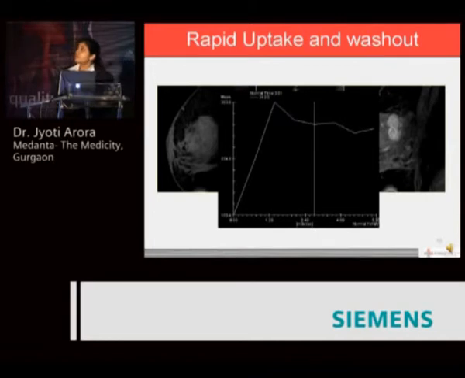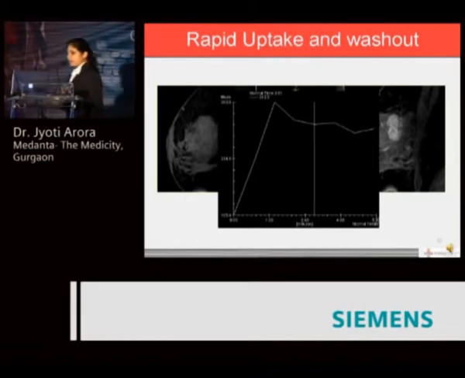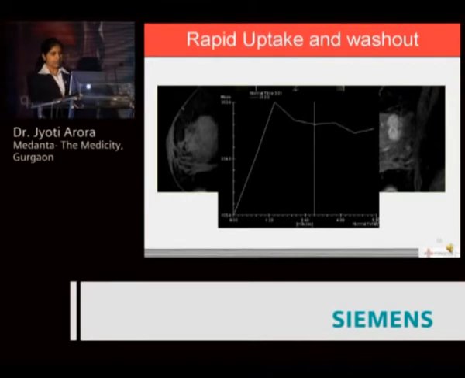This is how a rapid uptake and a washout on visual eyeballing will look. This is the pre-contrast image. We can see the mass here. This is how a rapid uptake would look. And on the delayed images, it would be a washout that we can see here. So this will give a typical type 3 curve.